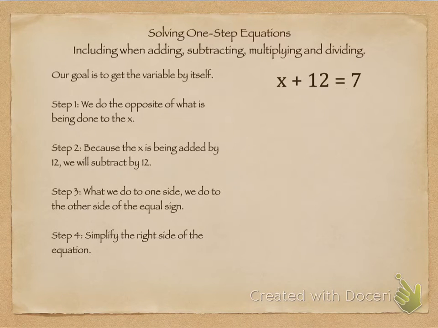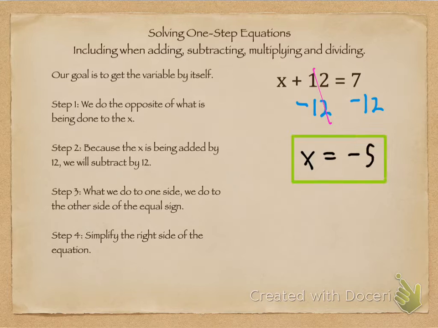Let's try another. x plus 12 equals 7. We're going to do the opposite of adding by 12 and subtract by 12. Our left side simplifies to becoming just x, and 7 minus 12 equals negative 5.